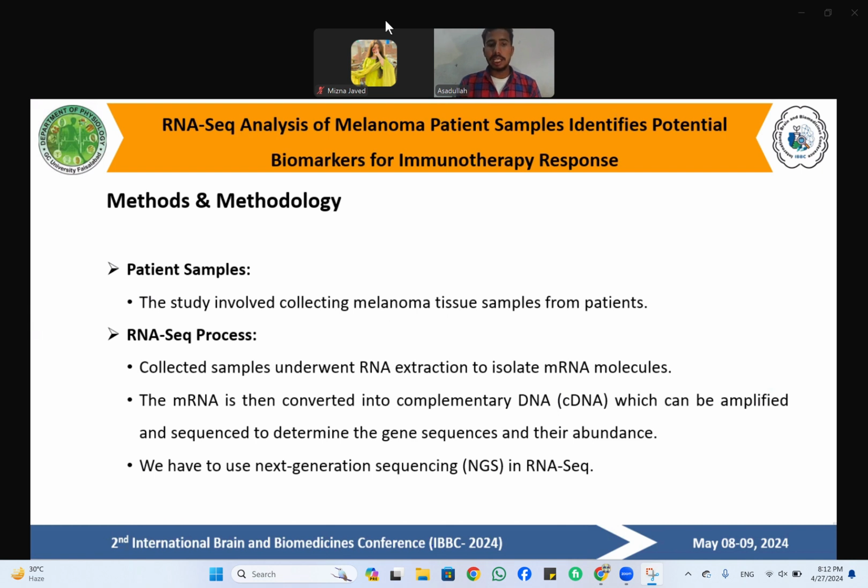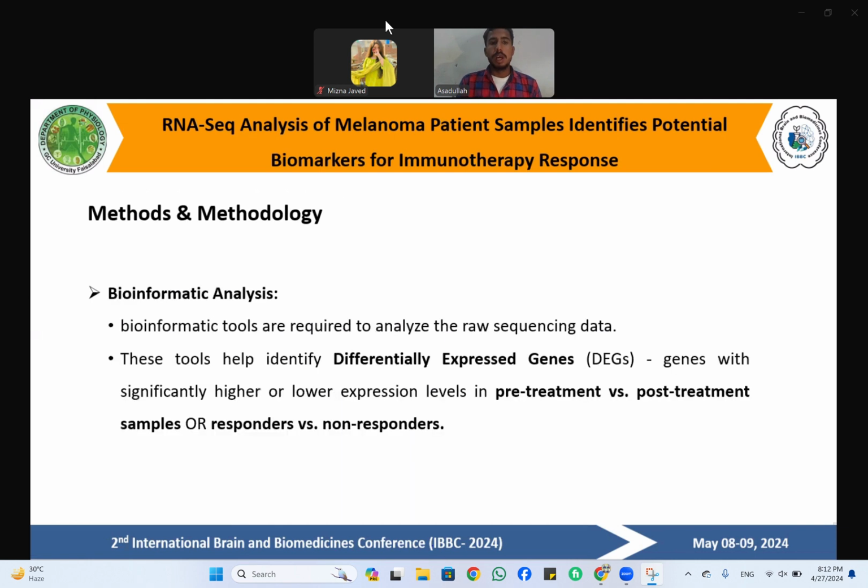The mRNA is then converted into complementary DNA, cDNA, which can be amplified and sequenced to determine the gene sequences and their abundance. We have to use next generation sequencing in RNA sequencing.